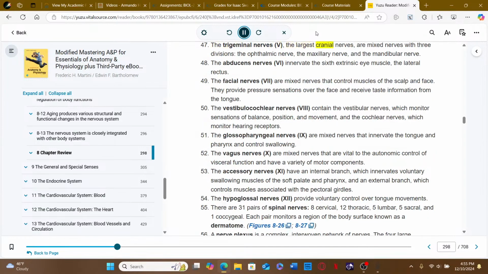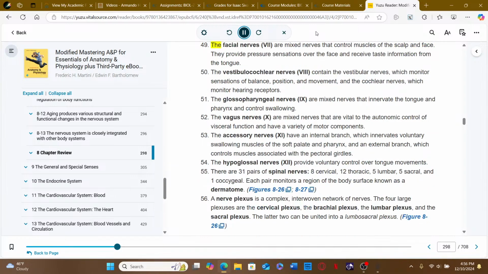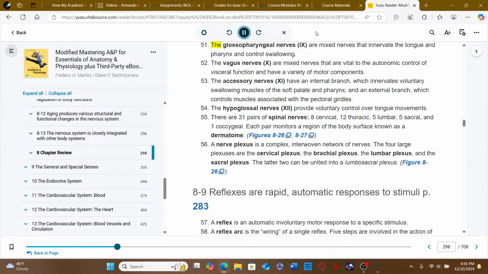The trigeminal nerves, 5, the largest cranial nerves, are mixed nerves with 3 divisions: the ophthalmic nerve, the maxillary nerve, and the mandibular nerve. The abducens nerves, 6, innervate the 6th extrinsic eye muscle, the lateral rectus. The facial nerves, 7, are mixed nerves that control muscles of the scalp and face. They provide pressure sensations over the face and receive taste information from the tongue. The vestibulocochlear nerves, 8, contain the vestibular nerves, which monitor sensations of balance, position, and movement, and the cochlear nerves, which monitor hearing receptors.